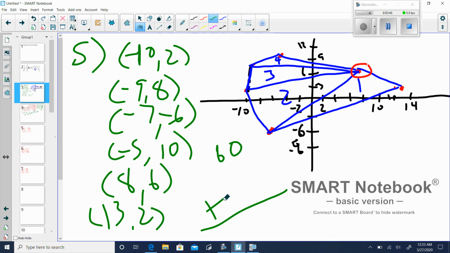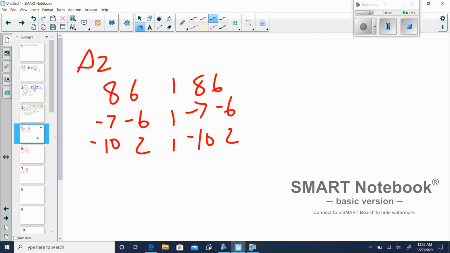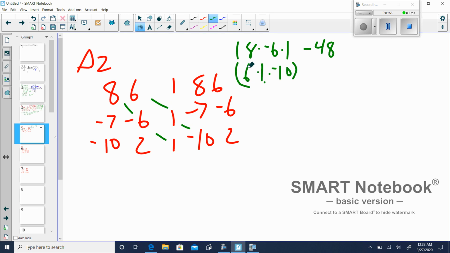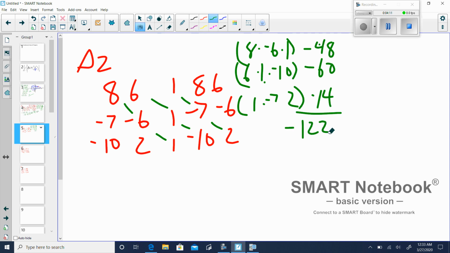So we're going to go into triangle 2. I want to get the determinant there. So 8 times negative 6 times 1 is negative 48. 6 times 1 times negative 10, negative 60. Then we have 1 times negative 7 times 2, negative 14. So negative 48, negative 108, negative 122.